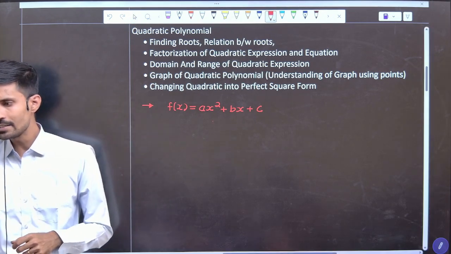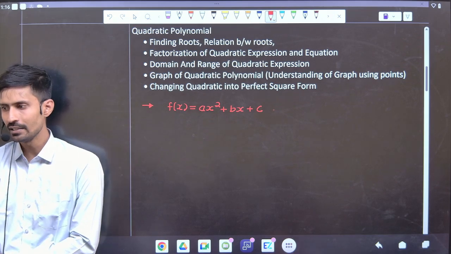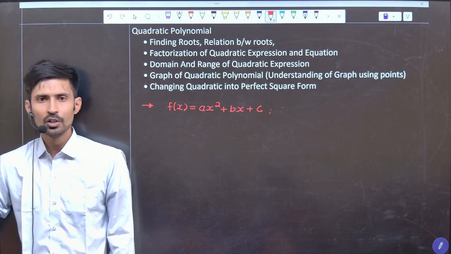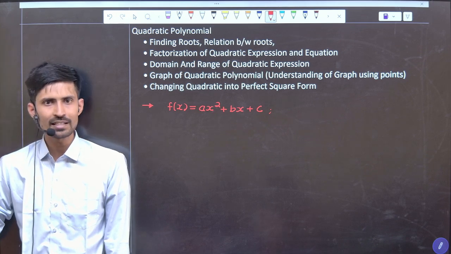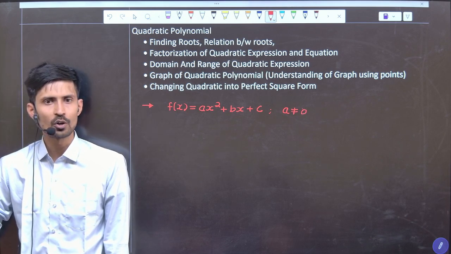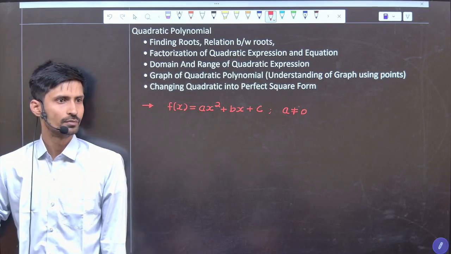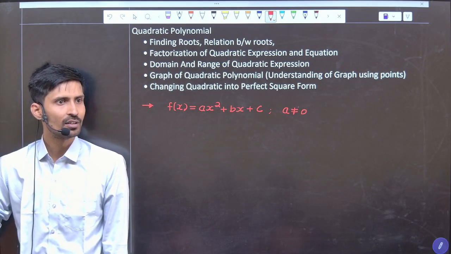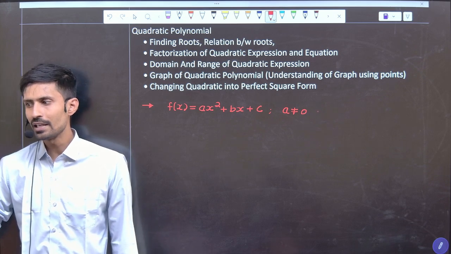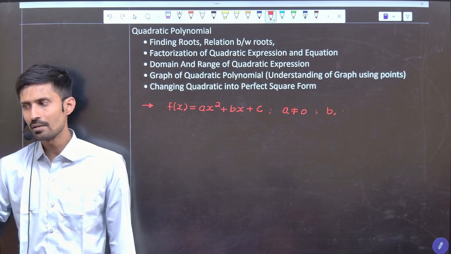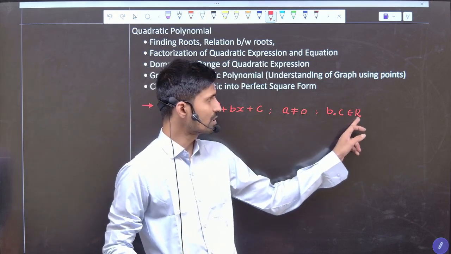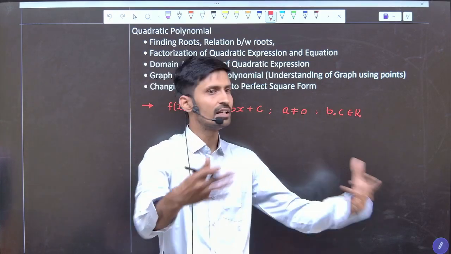And why is this quadratic? Can anyone tell me? Because of x², because of degree 2. It means x² should be present. So I will put one condition: a cannot be equal to 0. The value of a cannot be 0. When a is 0, x² is lost and it won't be quadratic. But what about b and c? b and c can be anything. Belongs to R means real numbers, minus infinity to infinity. Any real number you can put.